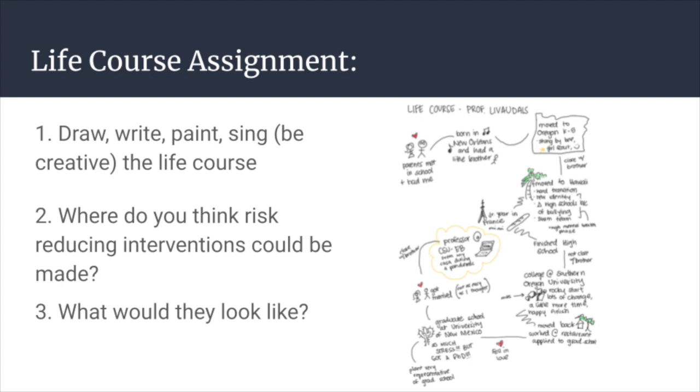And then after that, you're going to write about where you think risk-reducing interventions could be made and what they would look like. If we're using my life course as an example, we could think of risk-reducing interventions around high school, to maybe provide better mental health resources for bullying, etc. And what would that look like? That is all up to you.